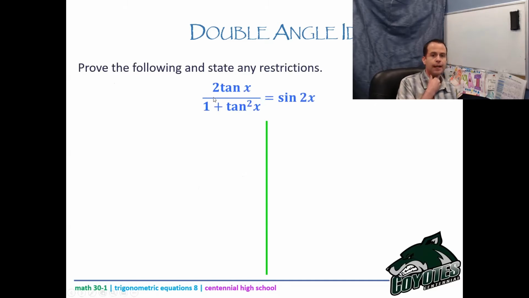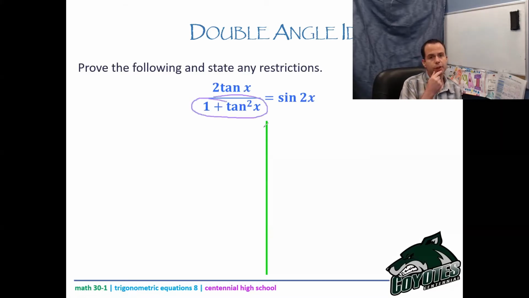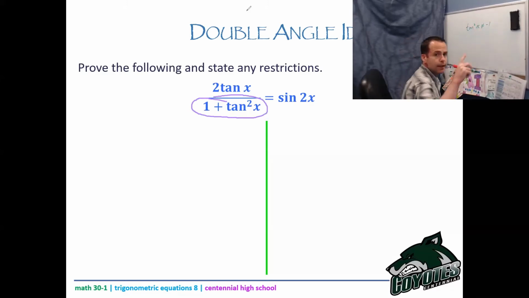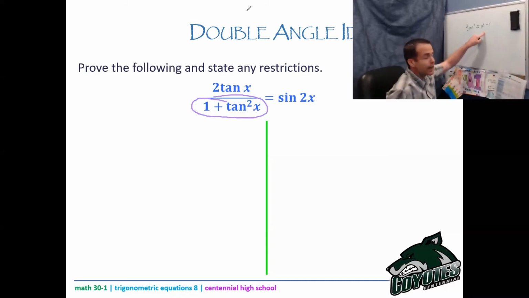So we've got 2 tan x all over 1 plus tan squared x equals sine of 2x. Now, if we're talking about restrictions, the first thing you may want to look at is to say, okay, hey, this whole bottom can't be 0. Well, that's an interesting conversation. If I set that bottom equal to 0, I'm going to get tan squared x equals negative 1 because I just brought my 1 over. And at this stage, I'd have to square root it. I can't square root negative 1, so there are no restrictions involved here.